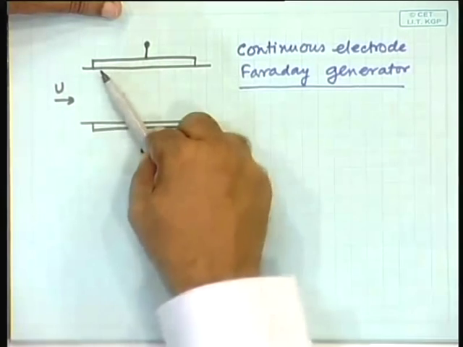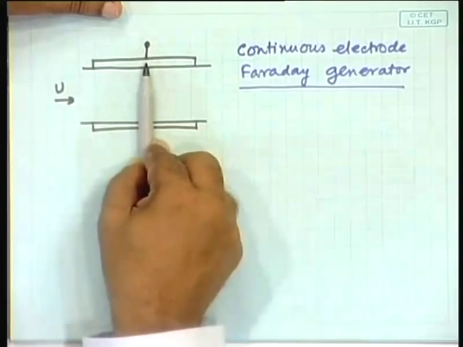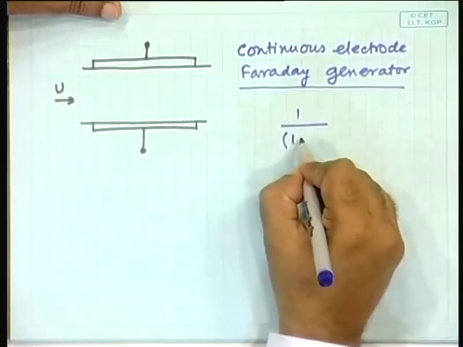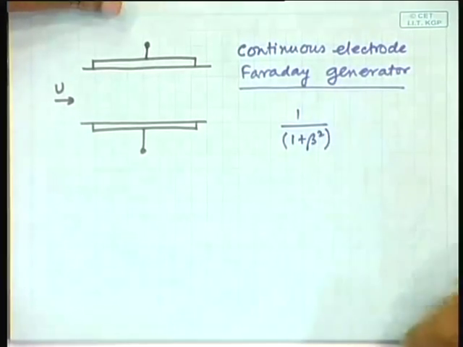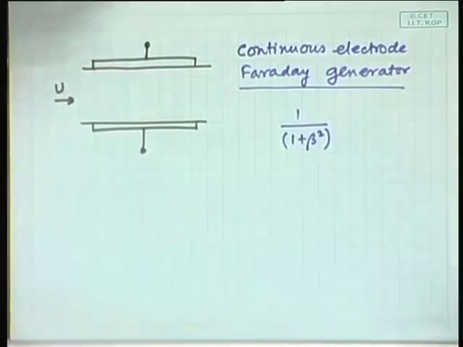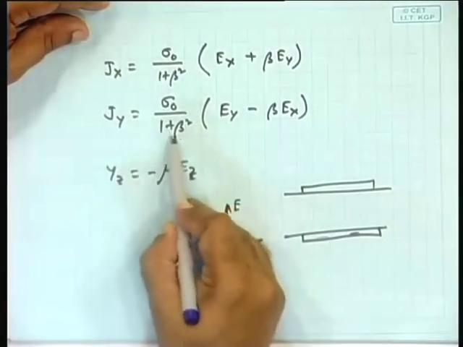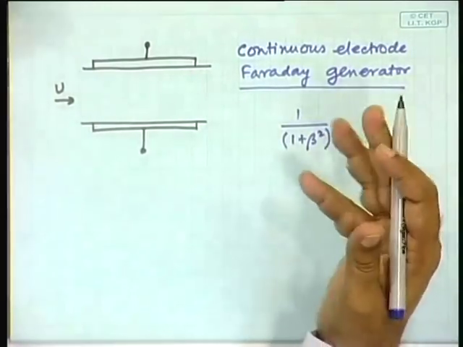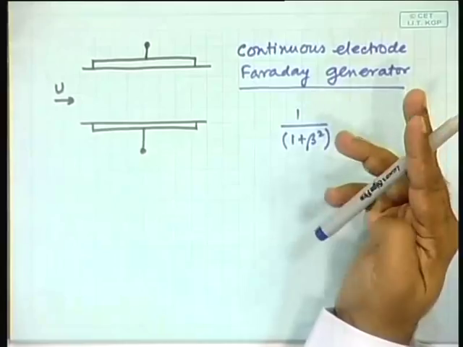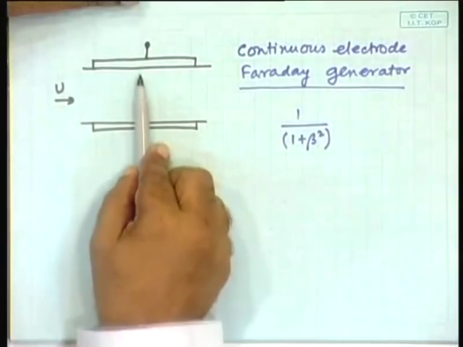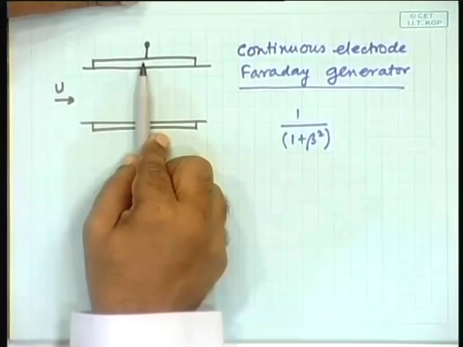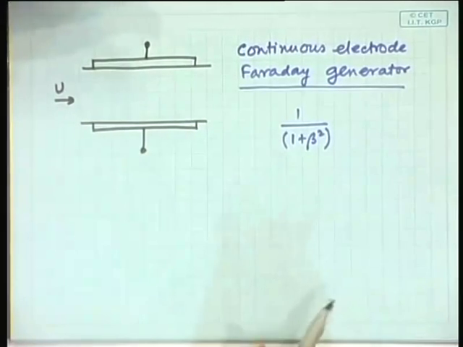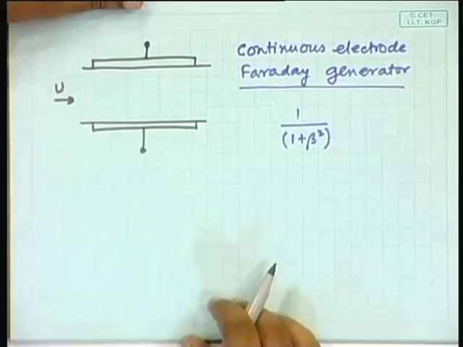But the actual current is in that direction, so its component in this direction will be less by a factor of 1 by 1 plus beta square. We have already seen that, see 1 plus beta square here. So, this will make the effective power somewhat less. It would have been good if the current also were in this same direction, but the current is actually in this direction, that is why there will be a reduction in the power.